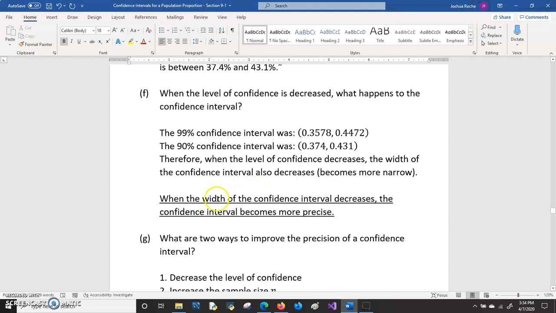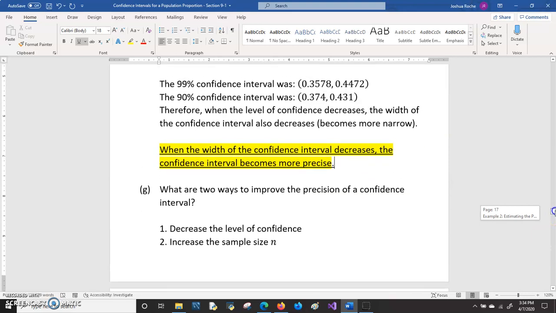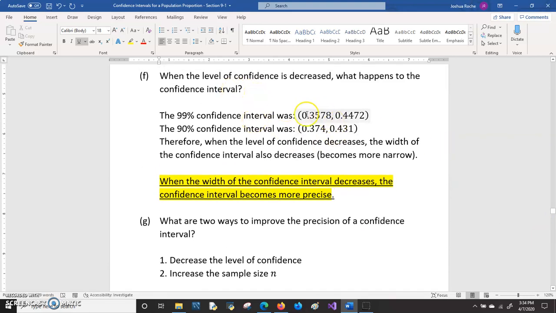And when the width of your interval decreases, when it becomes more narrow, another way of saying that is that the confidence interval becomes more precise, which is good. As a researcher, you'll want to strive to have confidence intervals that are precise, that really narrow down what your estimate should be. Part G asks, what are two ways to improve the precision of a confidence interval? Well, two ways to do that would be to either decrease the level of confidence. Just what came up in Part F, that if you decrease the level of confidence, then you increase or improve the precision of the interval.